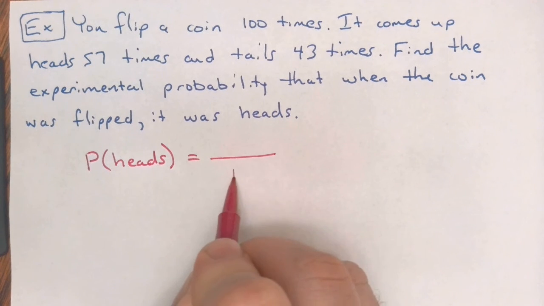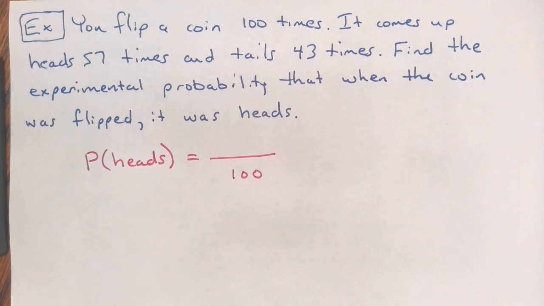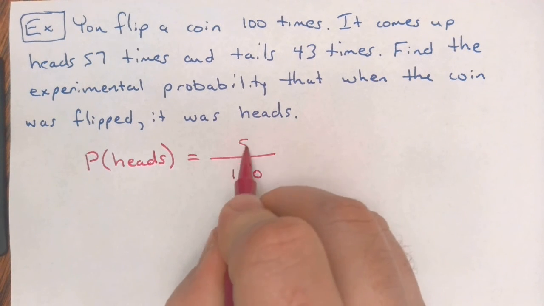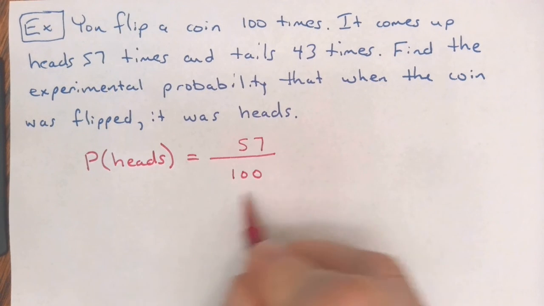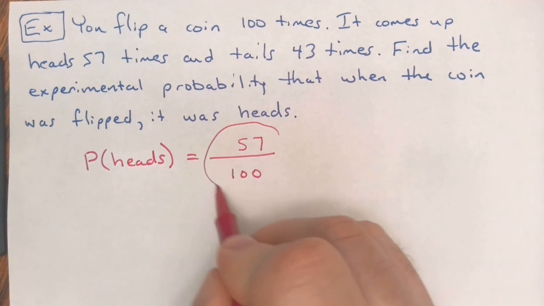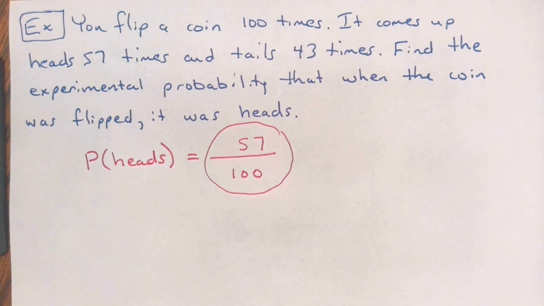The coin was flipped 100 times, so that's our total. And we're looking for the probability of getting heads, and heads came up 57 times. That fraction can't be reduced at all. So the experimental probability is 57 over 100.